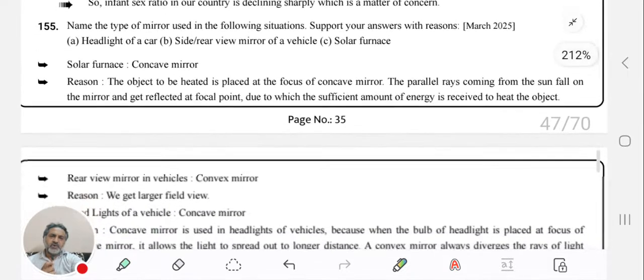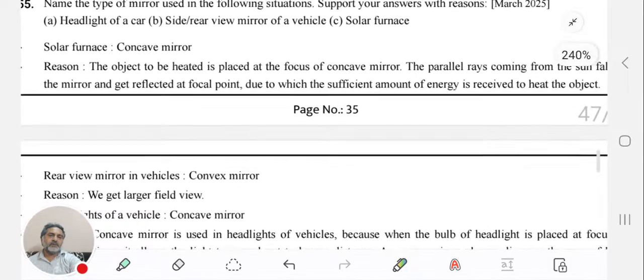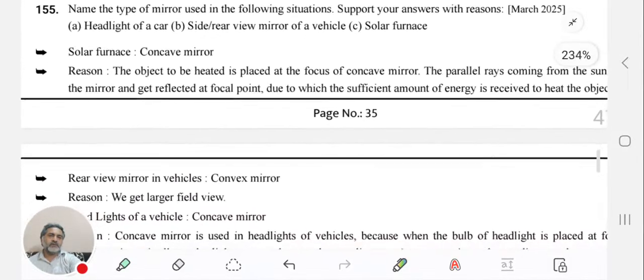Now question number 155. Name the type of mirror used in the following situations. Support your answer with reasons. A. Headlight of a car. B. Side rear view mirror of a vehicle. C. Solar furnaces.